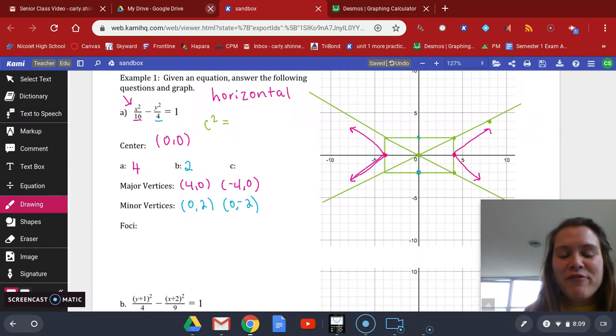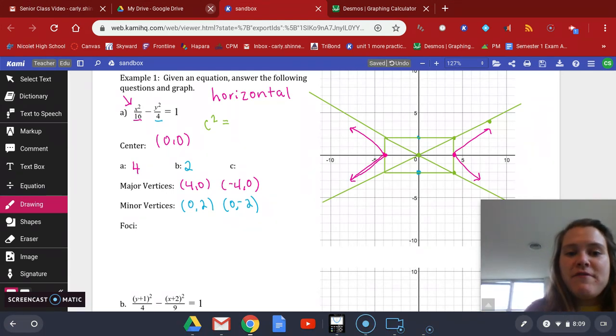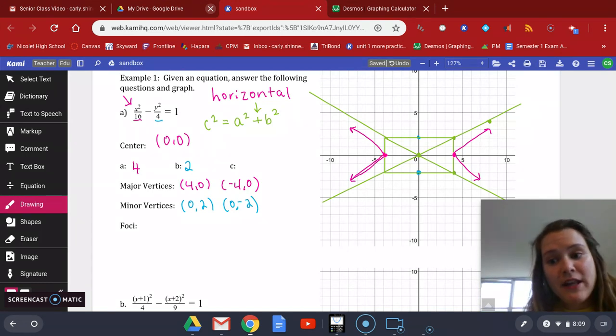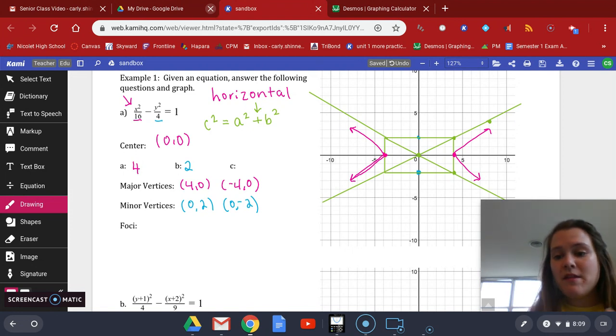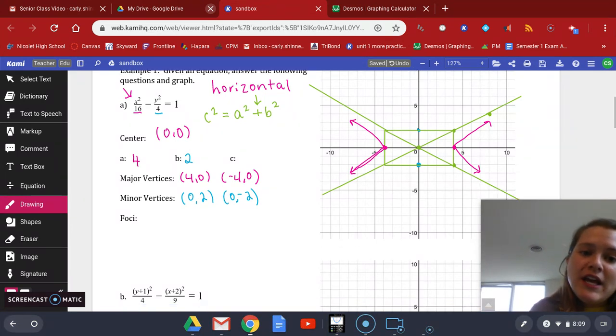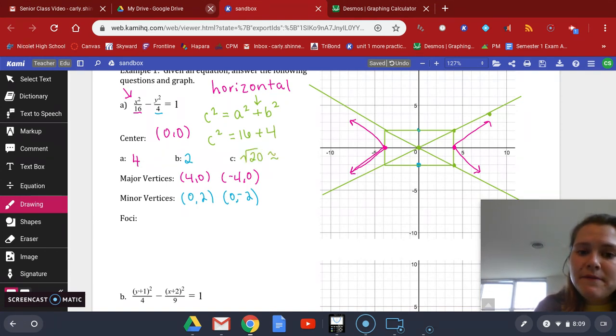So now let's solve for our foci. If you remember from the equation video before, hyperbolas have an addition sign for their foci equation. So that's different than ellipse. So note that, right? The plus and the minus are kind of swapped here. So let's plug in our a and our b. So that would be 16 plus 4. So that would make c be the square root of 20.